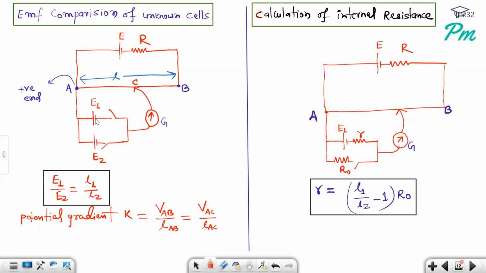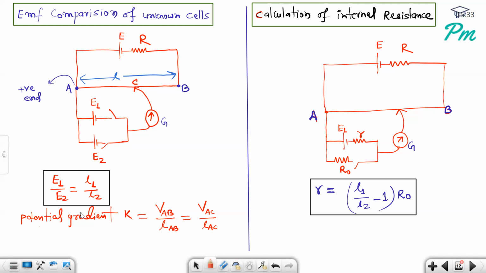Now the ratio of E1 and E2 will be equal to L1 by L2. E1 by E2 equals L1 by L2. L1 is the length when cell E1 was in the circuit and deflection was found to be 0. Similarly, L2 is the length when cell E2 was alone in the circuit, and the corresponding length L2 was measured from end A. So this is the formula to compare the EMF of two unknown cells.